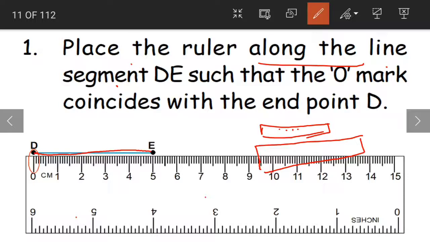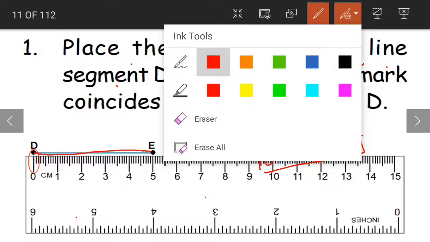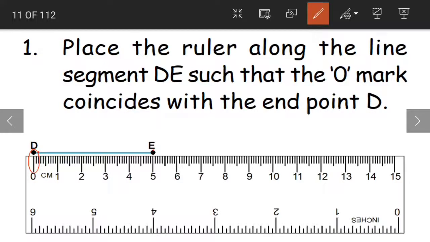Yes or no? We'll place the object along the scale so that one edge is at 0 centimeters. So in the same way, this is the line segment that is already drawn. Now we'll take our scale and place it such that the end point is coinciding with our 0 centimeters. Now, if you look at the other end point, it is E. Where is it ending? It is ending at 5. So the length of the given line segment is 5 centimeters. Clear, children? We are using the centimeter scale.